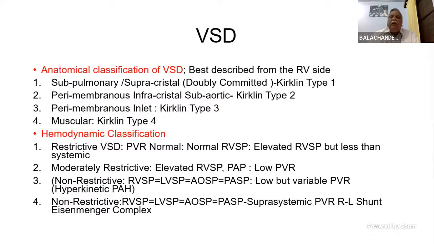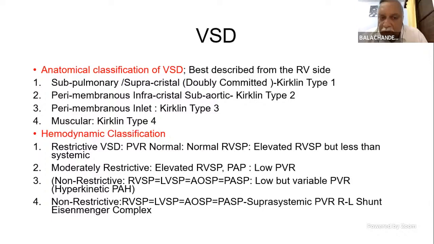Coming to the VSD, we have an anatomical classification of VSD, which is described from the RV side. You have a subpulmonary, supracristal or doubly committed, which is called Kirklin type 1, a perimembranous infracristal, which is type 2, a perimembranous inlet, which is type 3, and a muscular, which is type 4. It's necessary to have this. But as far as we are concerned, hemodynamic classification is important.